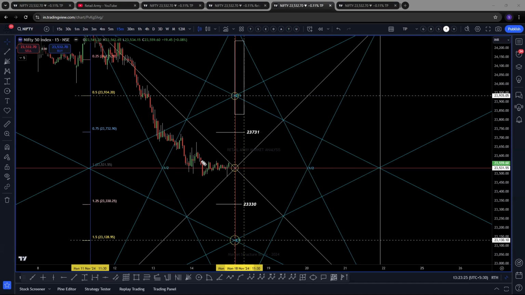Now you know the structure of the market, right? So tomorrow morning, if we see some sort of a pullback in the market and the market touches 23,730.